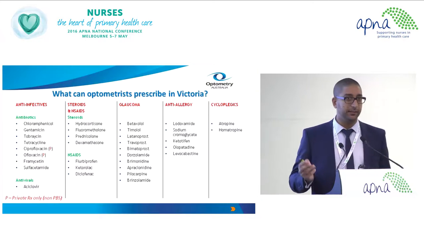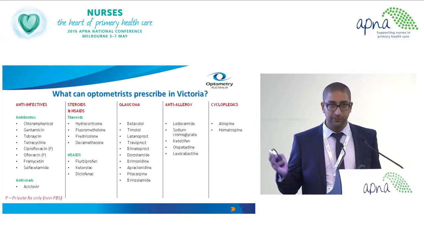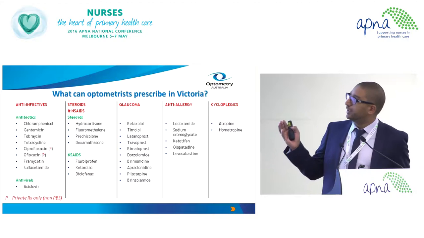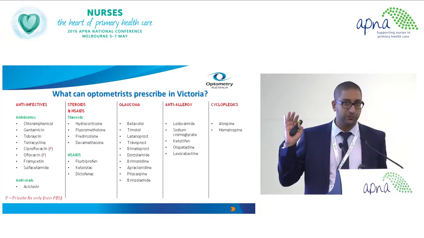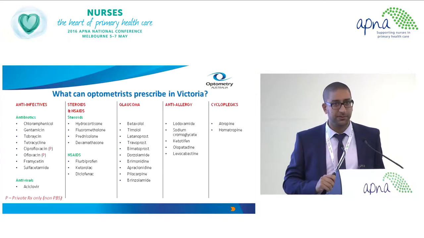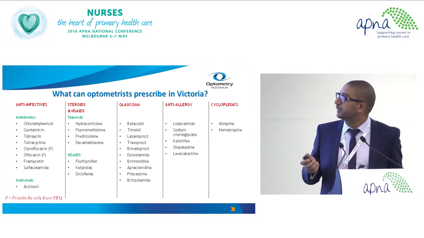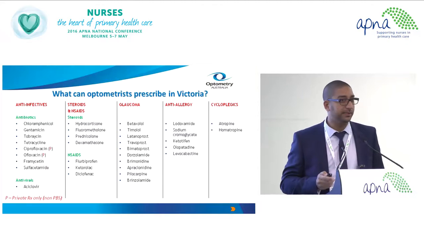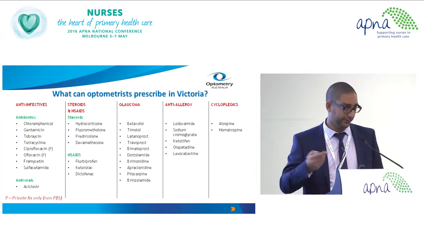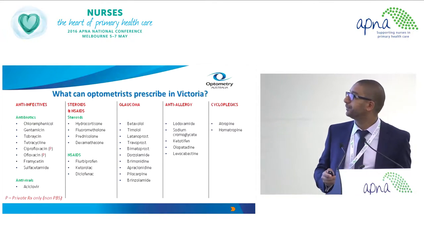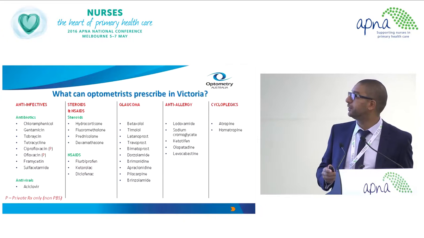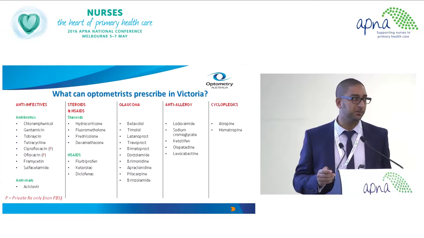Again, some of these might just jump out and look familiar. Hopefully they all do. The ones that don't, you can ask about if you like, but they're all different classes of drugs and topical drops that optometrists can prescribe that you may see in your general practice, that your patients may be on wherever you are practicing. A couple of them are private prescriptions only that aren't on the PBS, but for the most part, most of them are on the PBS.